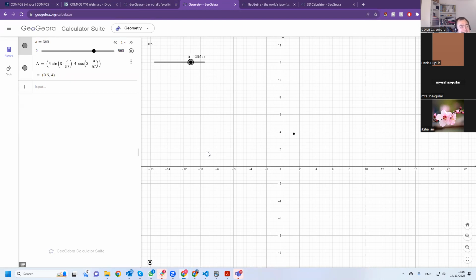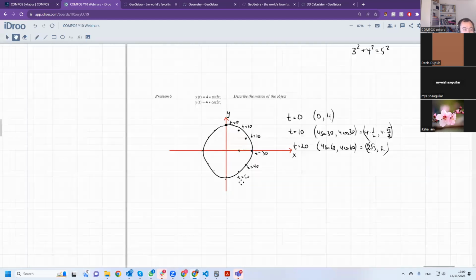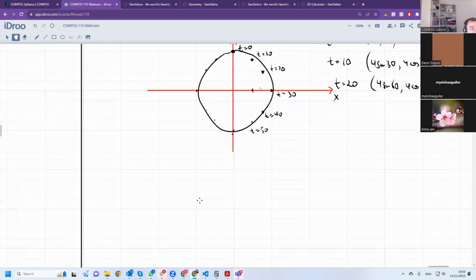Right. So this is the equation of motion. So this is circular motion, and it's just another type of motion. Let's actually show in a different way that it is a circle. So we have x is equal to 4 sine 3t, and y equals 4 cos 3t.